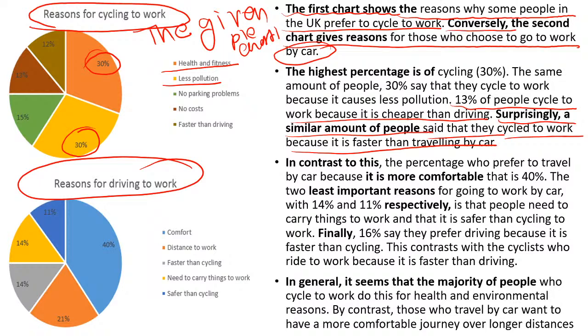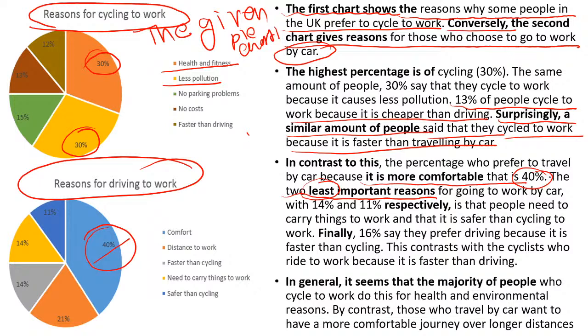In contrast to this, the percentage who prefer to travel by car because it is more comfortable is 40%. It's over here, 40%. The two least important reasons, what are the other reasons? First is the more comfortable, then the other reasons are called the least. For the 40% you have written it is more comfortable. This is a phrase.